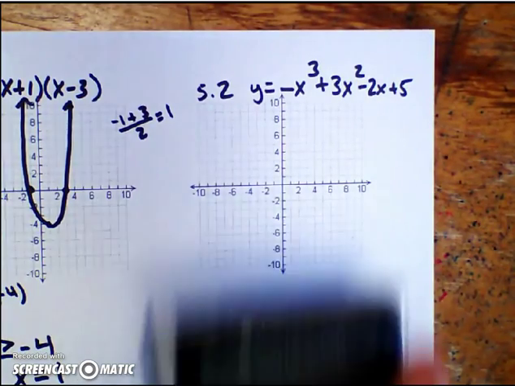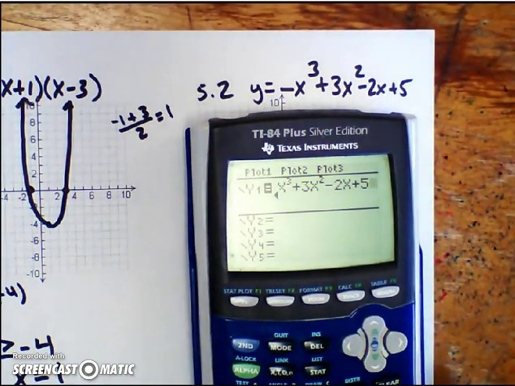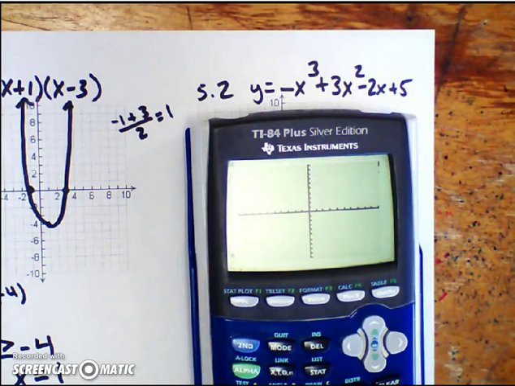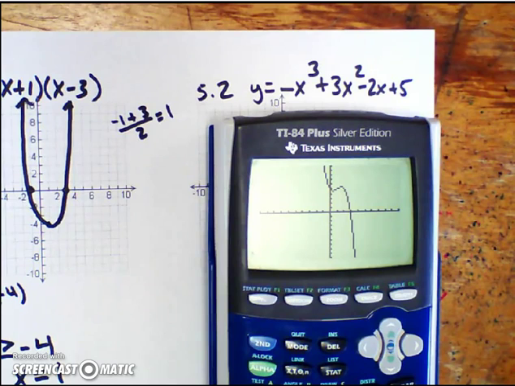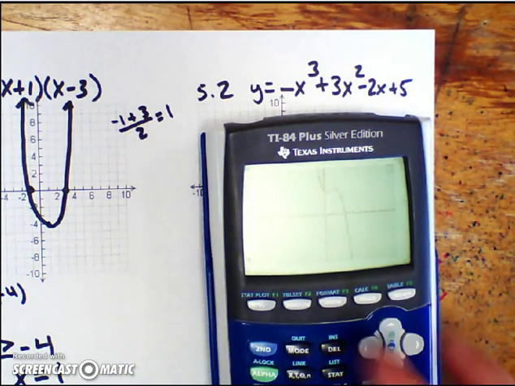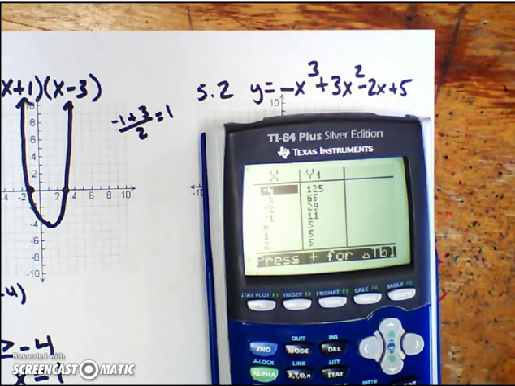Alright, for this one, I've already got this typed in to my equation. All you're going to do is look at the graph, get an idea what the graph looks like. This is a cubic function, so it goes down and up and then back down again. Plot your points, and just plot however many you can. Sometimes you can only do 2 or 3, sometimes you can do 5 or 6, just depending on what the graph is.